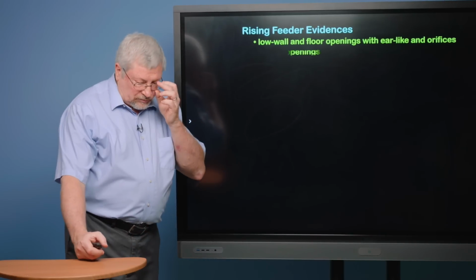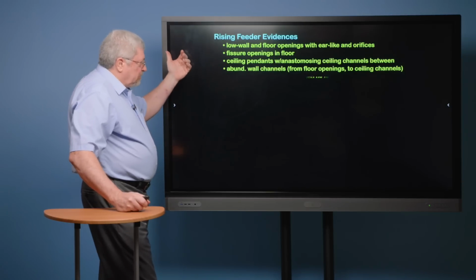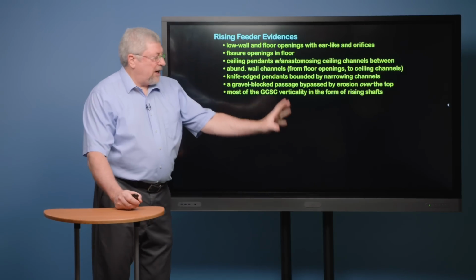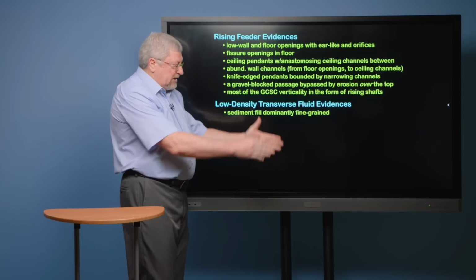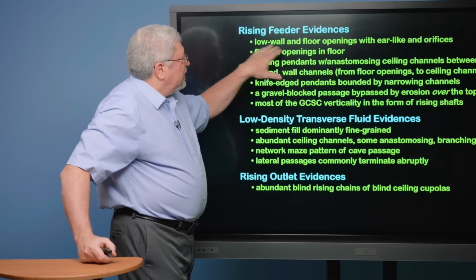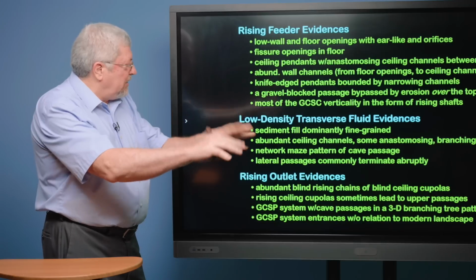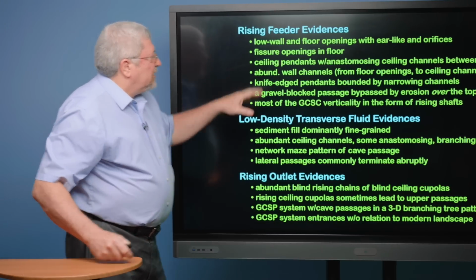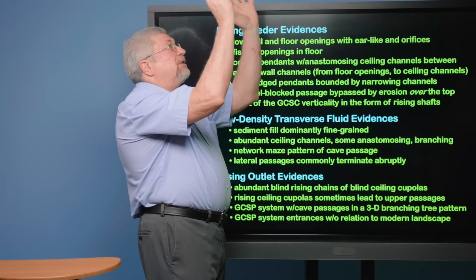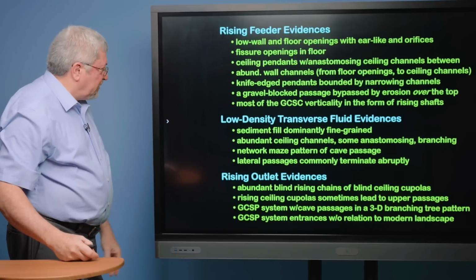So in summary, what you have in Grassy Cove Saltpeter Cave are all sorts of evidences of rising waters coming out of the fissure openings in the floor that create these hanging pendants and these elephant feet. They go up wall channels and anastomoses, creating the ceiling pendants, rising cupolas.